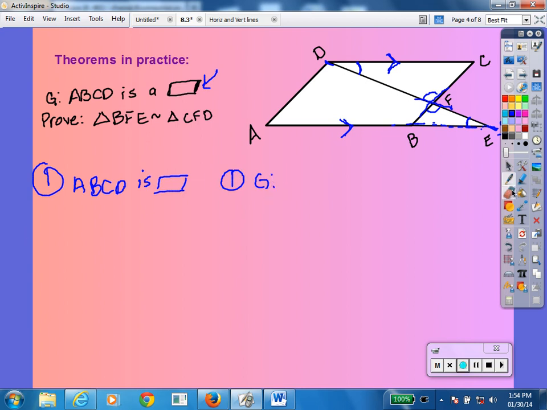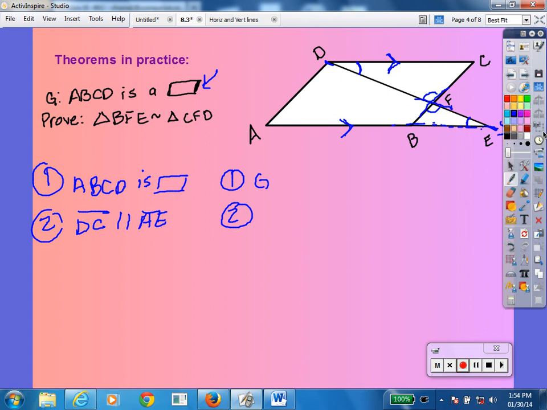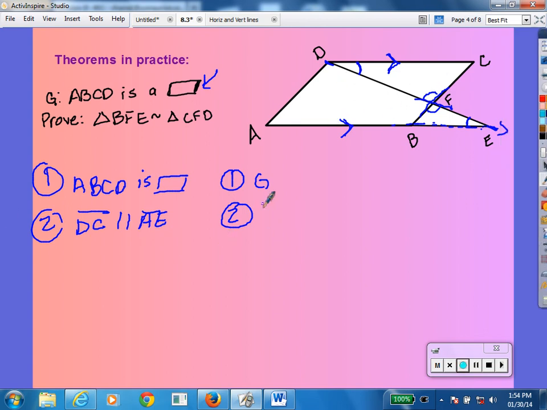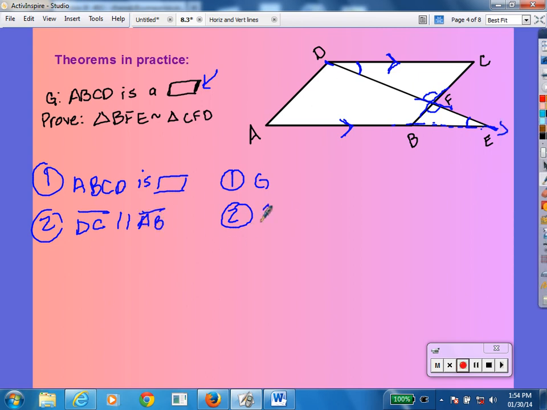You're given. Step 2, we said that DC was parallel to AE or AB. That doesn't matter. So AB and DC or DCA, however you want to do it. I guess we better use AB because it's a parallelogram, so we'll use AB. All right, so why? Because opposite sides of a parallelogram are parallel, all right?